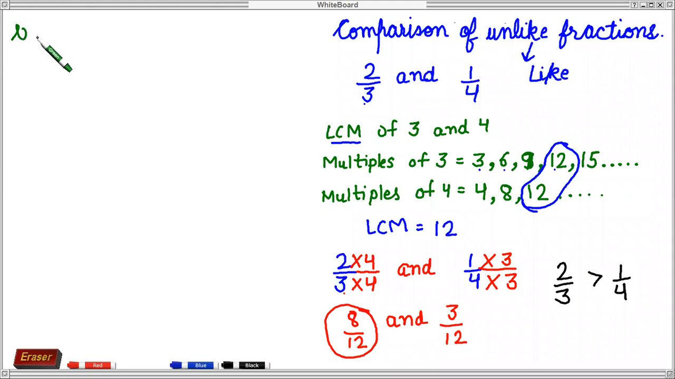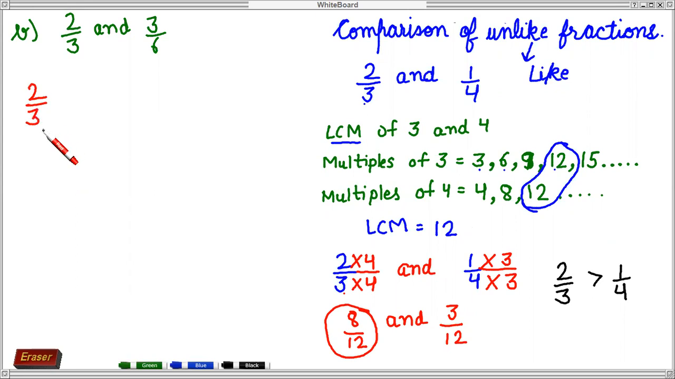Now let us take one more example. 2 by 3 and 3 by 6. Again, these are unlike fractions because the denominators are not the same. So is there any need to find the LCM here? No, because it is 3 and it is 6. If we multiply this 3 by 2, it will become 6. So here we will not find the LCM, we will do it directly.